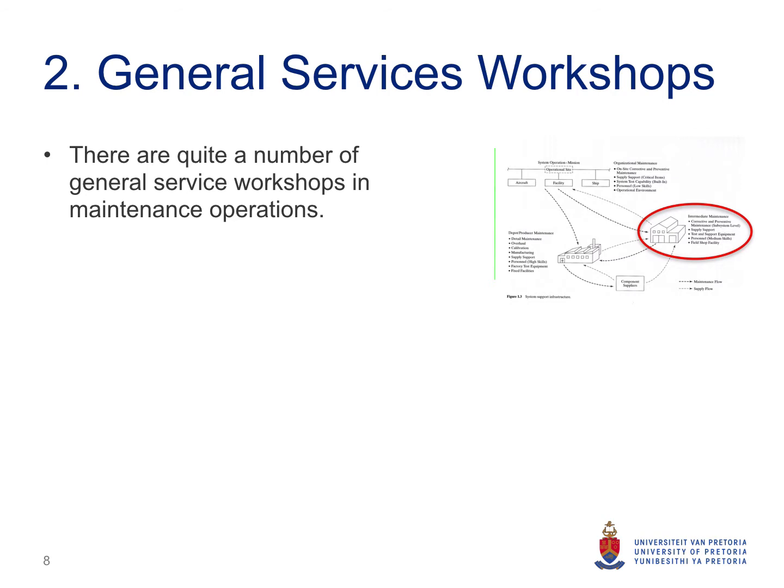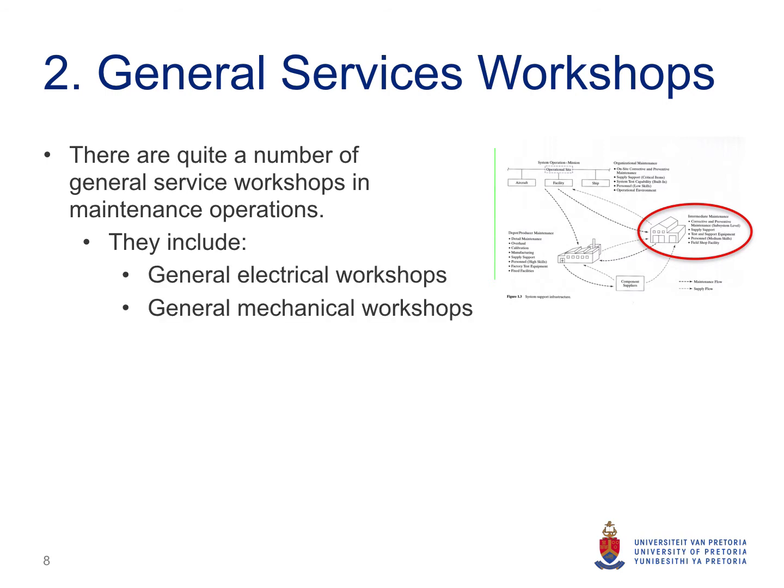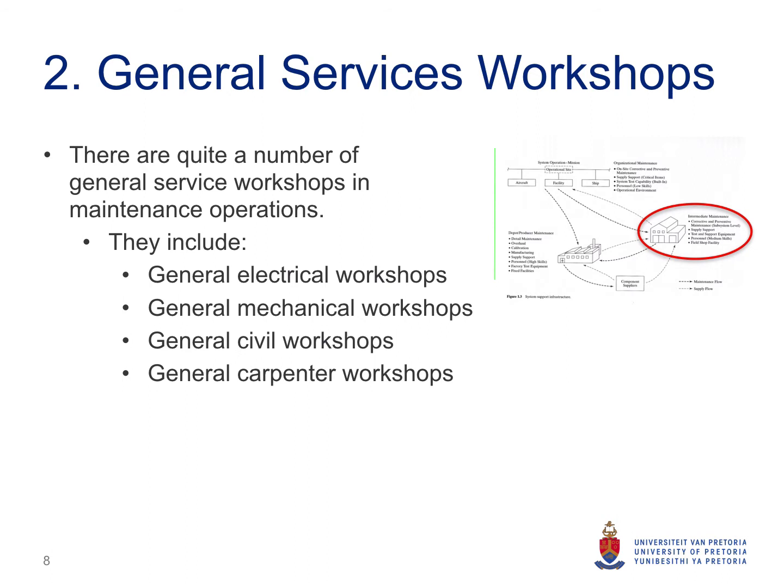General services workshops are workshops where general but somewhat specialized work is performed. The work done normally involves work being done on order for one or other specialized services workshop or field workshop. Referring to Blanchard's figure 1.3, we are talking here of intermediate maintenance. Such workshops include general electrical workshops, general mechanical workshops, general civil workshops, general carpenter workshops, and automotive workshops.